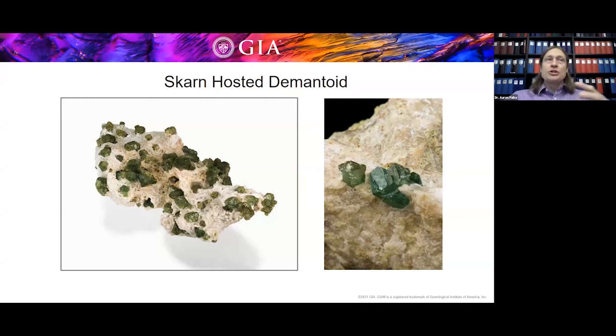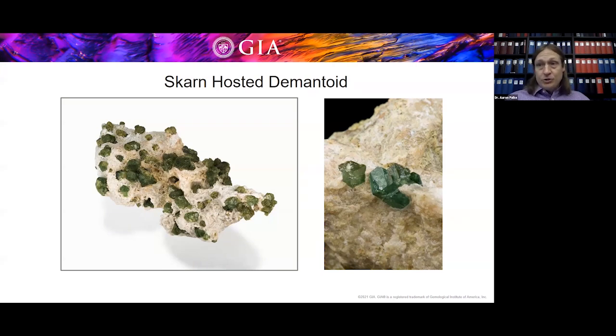So what happens is the fluids coming off of that igneous intrusion are quite silica-rich. So you have these silica-rich hydrothermal fluids circulating in this calcium carbonate-rich rock, and you get this combination of calcium and silica. And in these skarns, you form a lot of these calcium silicate minerals. And so andradite garnet, of course, is a calcium silicate mineral. So this is a great place to form demantoid.